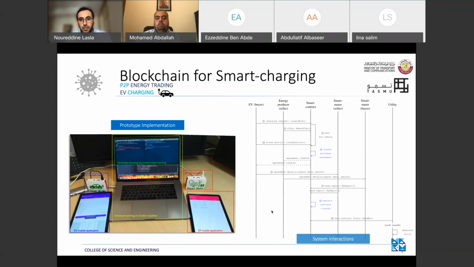And in the right picture we have the different interactions that can happen between the different actors of the system, starting from the buyer who sends the request that he wants to charge his electrical vehicle, until the end with the utility company that generates the billing by looking at the blockchain and checking the balance of each of the users before deducing the billing, in addition to looking at their smart meters.